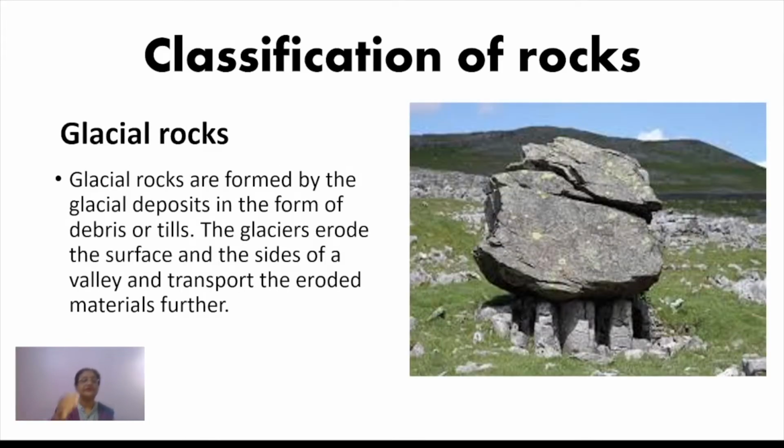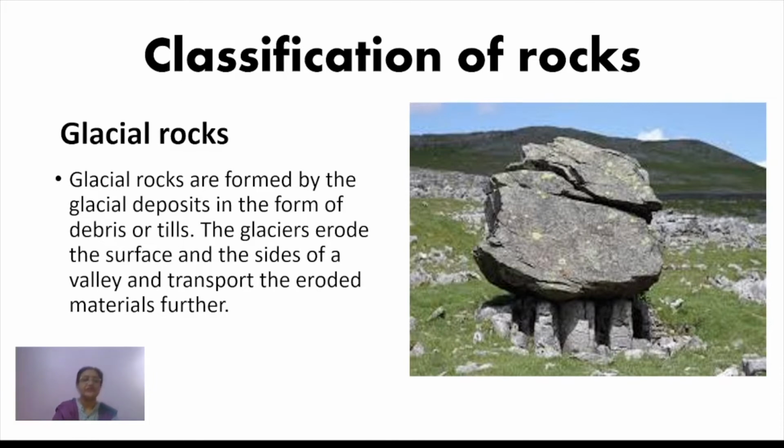Then the next one is glacial rocks. Glacial rocks are formed by some glacial activities. These are formed by the glacial deposits in the form of debris or tills. We generally call it till also, right? Or many times we say the deposition done by glaciers as moraines. So these are a few terms given to it.